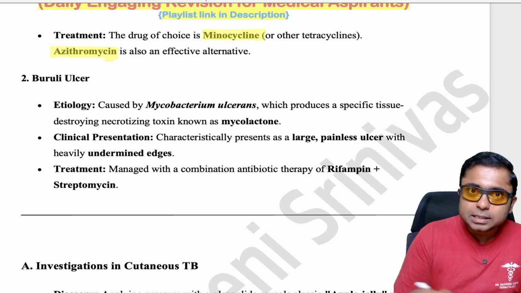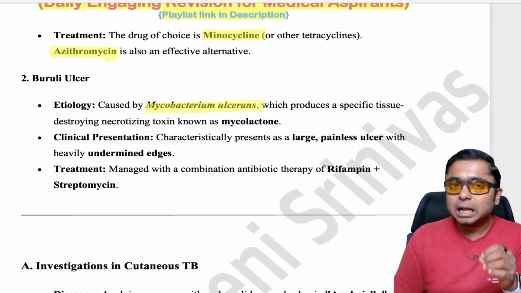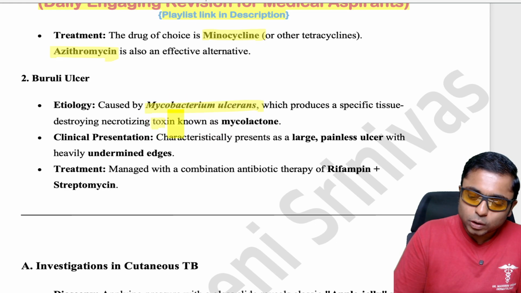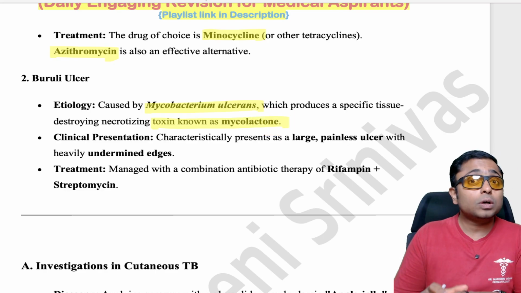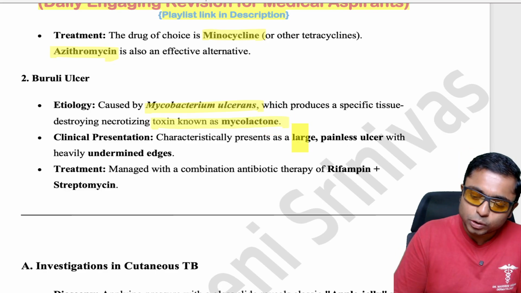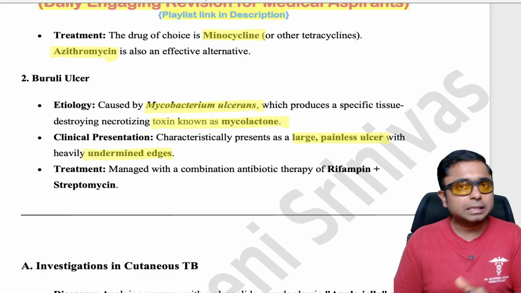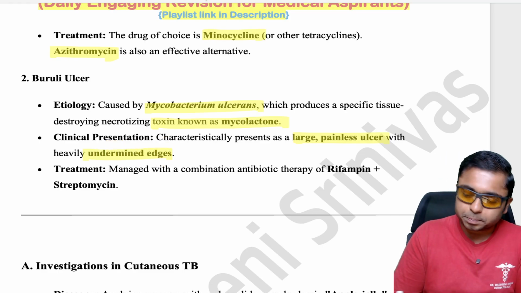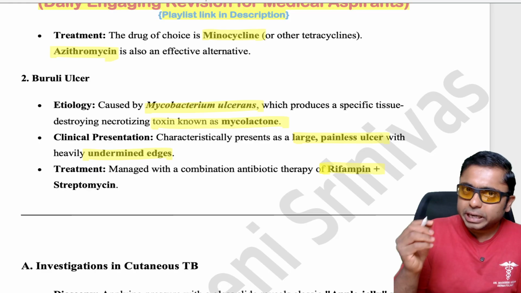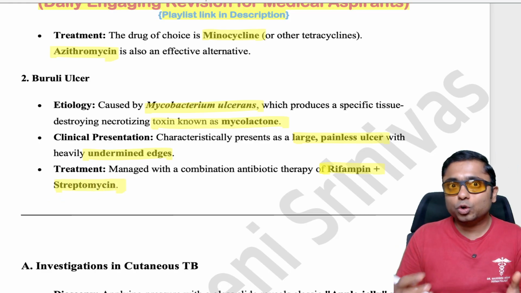Next is Buruli ulcer, which is produced by the Mycobacterium ulcerans. Here the toxin mycolactone is going to destroy the tissues, because of which ulcer is going to be produced, which is painless ulcer having the undermined edges. Again, undermined edges ulcer, again common for Mycobacterium. Treatment is combination with rifampin and streptomycin.